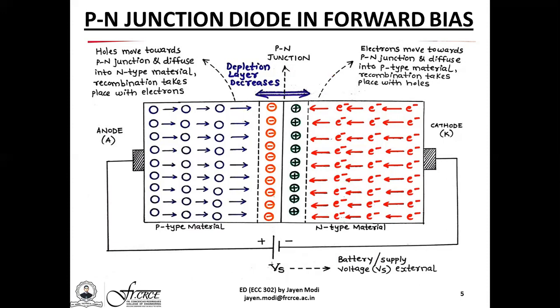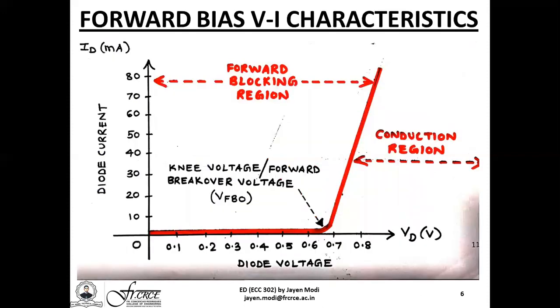Of course, the battery or the supply voltage which is applied externally, given as Vs, should be of a sufficiently higher magnitude than the intrinsic barrier potential, which is typically 0.2 to 0.3 volts for germanium, and around 0.6 to 0.7 volts for silicon. We have also seen the PN junction diode VI characteristics, in the forward bias mode of operation. It has two states: one is the forward blocking region and one is the conduction region.